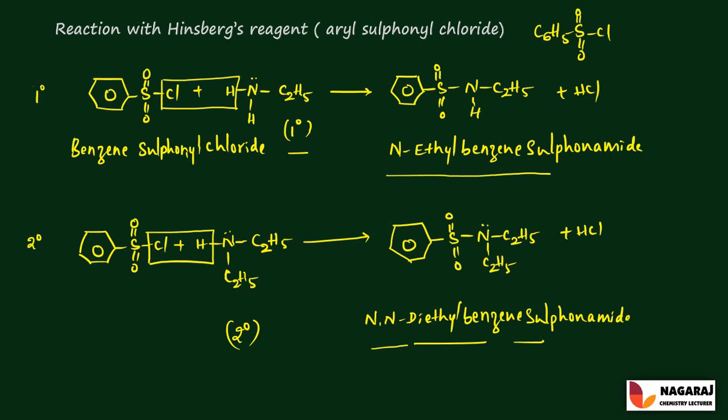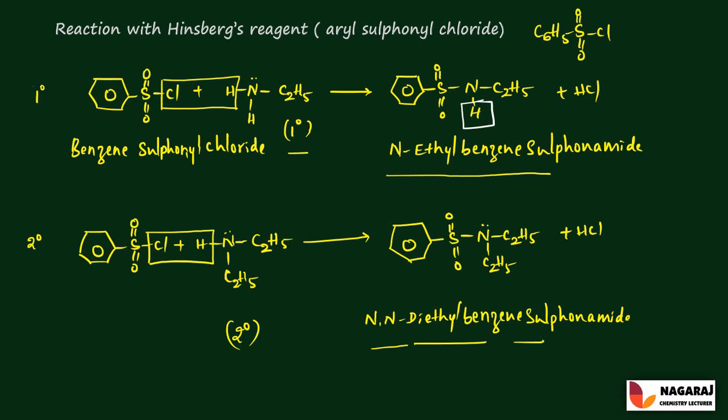So when benzene sulfonyl chloride reacts with the primary amines, the obtained compound has hydrogen attached to the nitrogen. But when it reacts with the secondary amines, there are no hydrogen atoms attached to the nitrogen in the product, right? So there is one hydrogen here, but here there are no hydrogens.